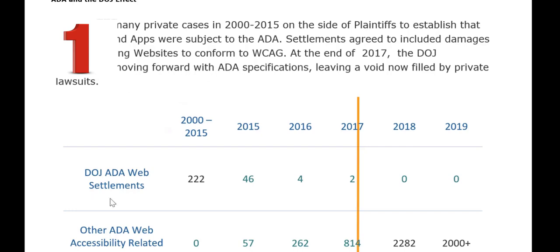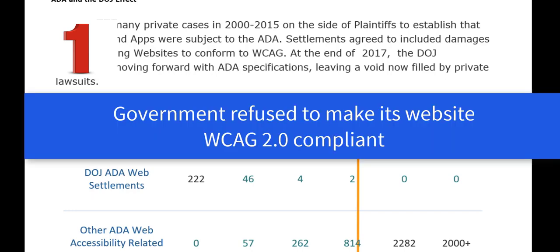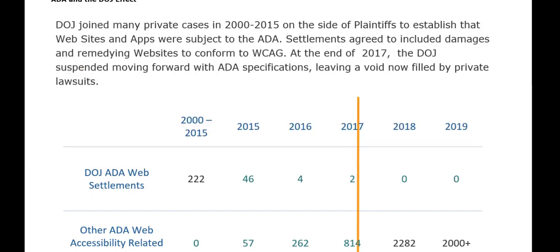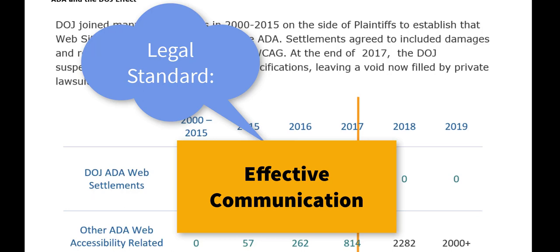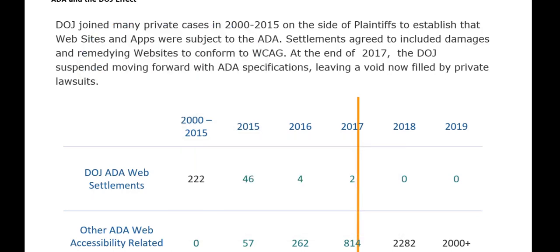One is, in the case that we brought against the government to make its website ADA compliant, the sticking point was the government itself would not agree to make its website WCAG 2.0 compliant. They took a very hard line that the legal standard was effective communication, despite the fact that in the consent decrees that they were entering into in those 222, the 46, the 4 cases on the top line, they were imposing WCAG 2.0 on the defendants in that case. They just refused themselves to be subject to that same standard.